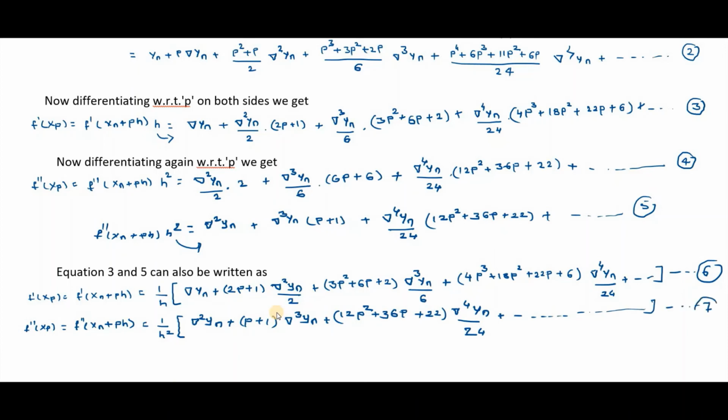So equation 6 is Newton's first difference interpolation formula, and equation 7 is Newton's second difference interpolation formula.